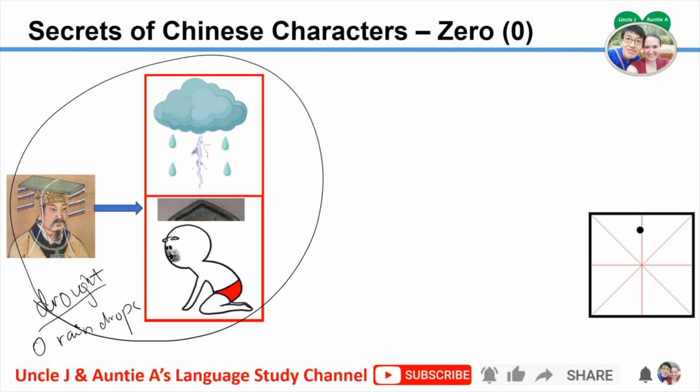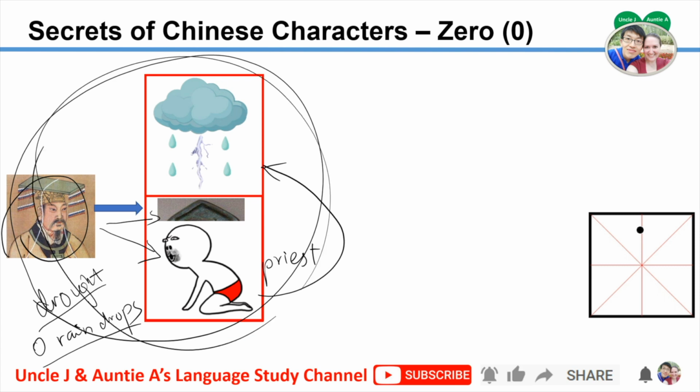raindrops. 0 rain. So when this happens, the emperor would use a piece of plaque to command his priest to pray for rain. So this complicated process means an emperor is using a piece of plaque to command his priest to pray for rain. And the potential meaning is 0 rain. That's why it means 0.